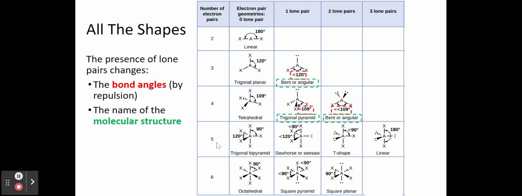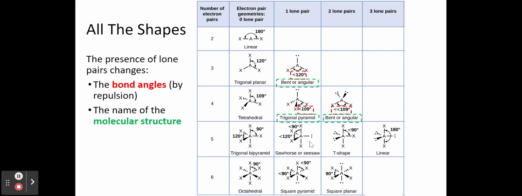Now let's look at 5 electron domains. If they are all bonding pairs of electrons, our electron geometry and our molecular geometry will both be trigonal bipyramidal. Remember again, that 3 plus 2 gives us 5.